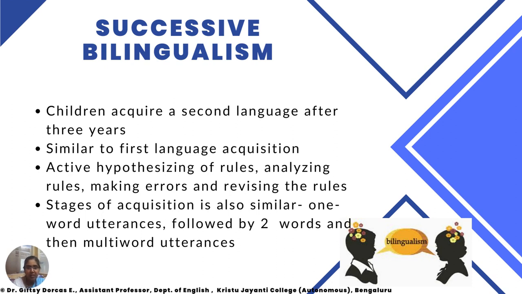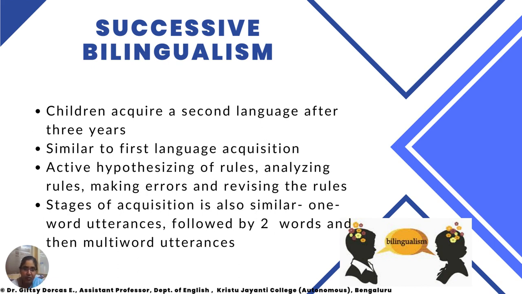Successive bilingualism is the acquisition of two languages after 3 years, when the child turns three. It is similar to the acquisition of the first language, and over here, active hypothesizing of rules, analyzing rules, making errors, and revising the rules all take place in this stage. The stages of acquisition are quite similar to how you started learning your first language.